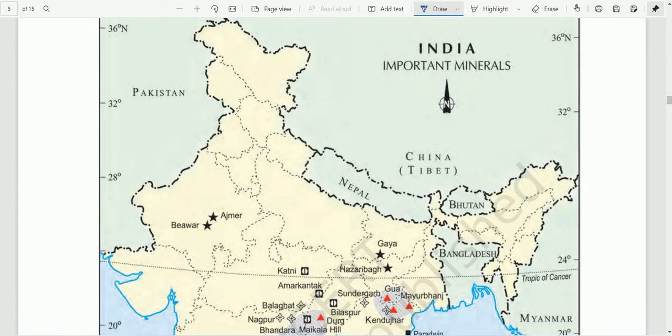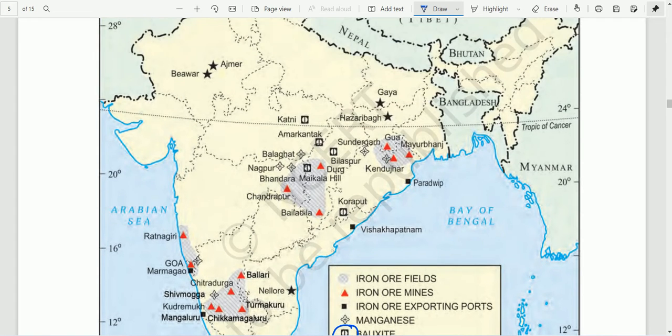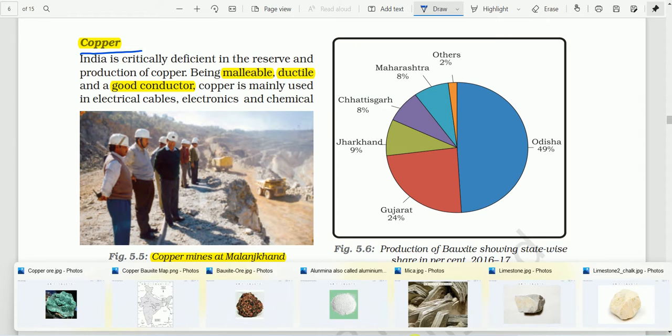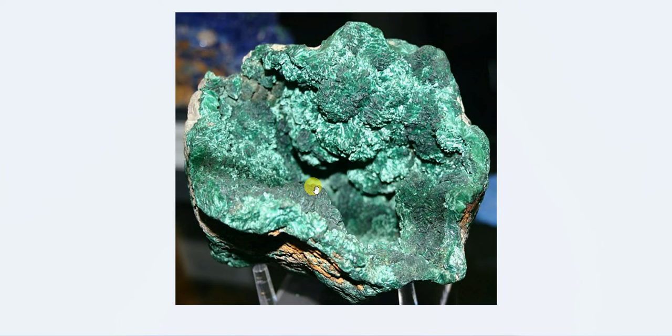This map also shows the distribution of important minerals in India, and here is the distribution of bauxite. Copper is not here. I will show you another map. Just see this symbol. So let us start. Here we have copper. I will show you one photograph. This is a photograph showing copper ore, greenish in color.